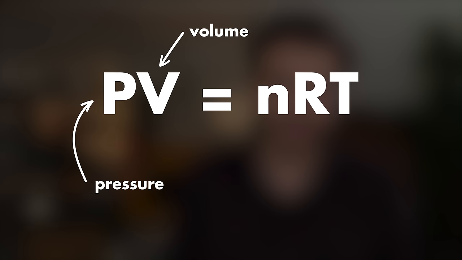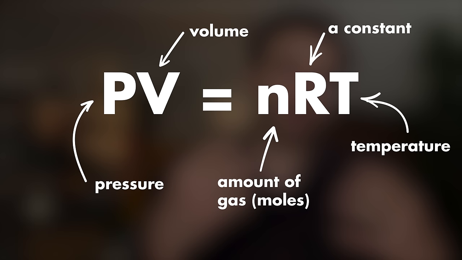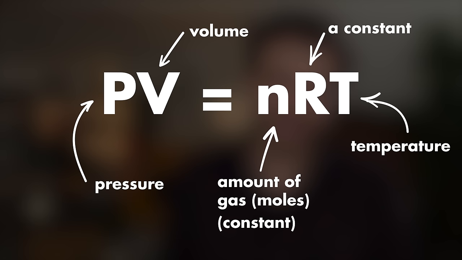So how are we going to find absolute zero experimentally? You may have heard of this equation, PV equals nRT. It's the ideal gas law, where P is pressure, V is volume, n is how much gas there is, R is a constant, and T is temperature. Let's decide in our experiment that the amount of gas is going to stay the same. We're not going to let any in or let any out, so n is constant as well. And let's design our experiment so the pressure stays the same, so P is constant.